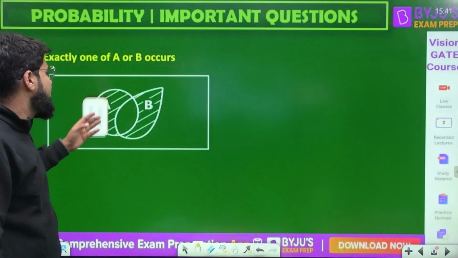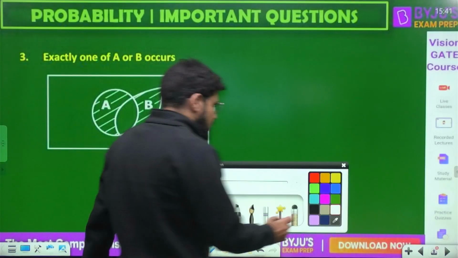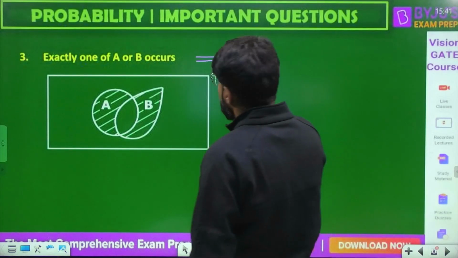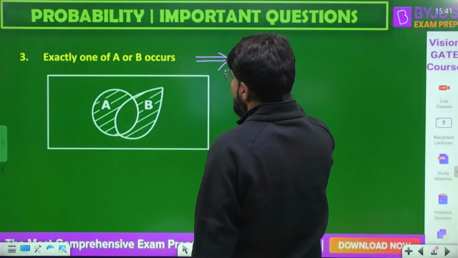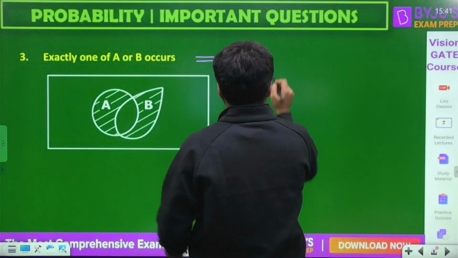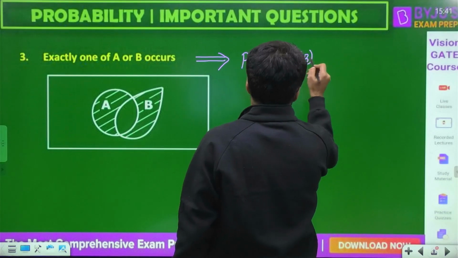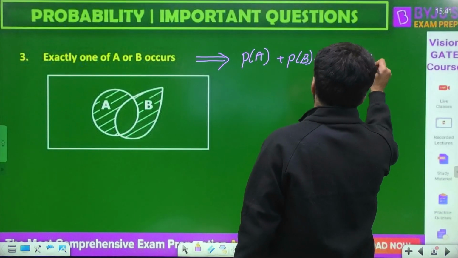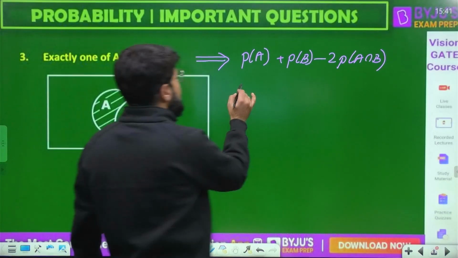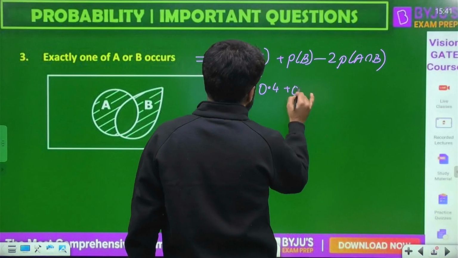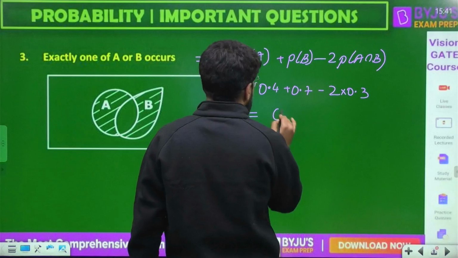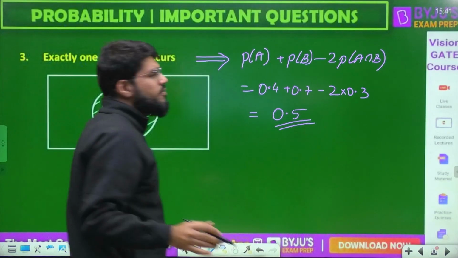Exactly one event occurring. So what is the formula for this? Let's write it down. PA minus P of A intersection B, and PB minus the same, since from both A and B I have to subtract the intersection. So PA plus PB minus twice P of A intersection B. This becomes 0.4 plus 0.7 minus twice the intersection, which was 0.3. So 1.1 minus 0.6. The answer should be 0.5.